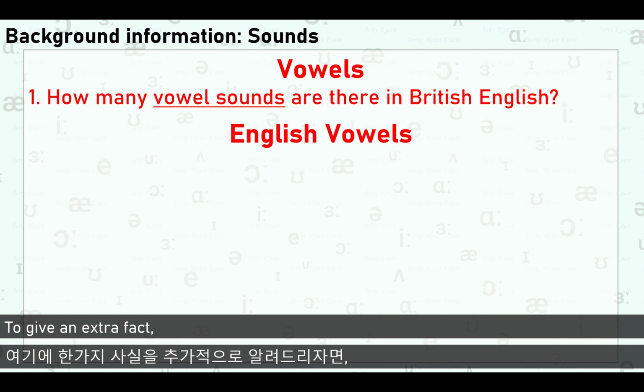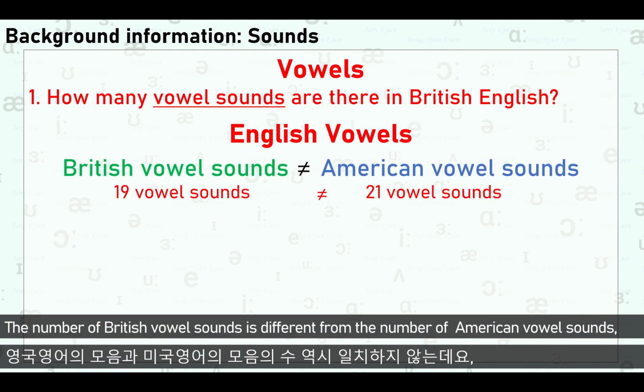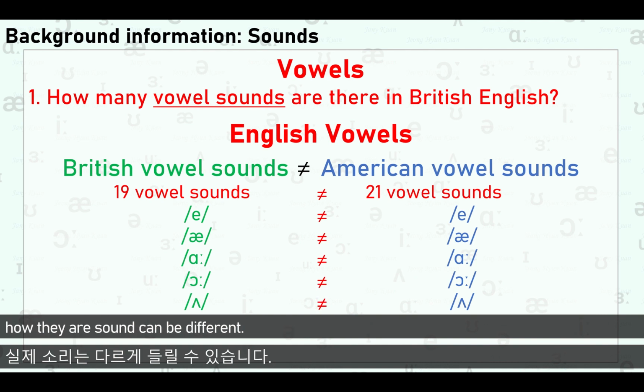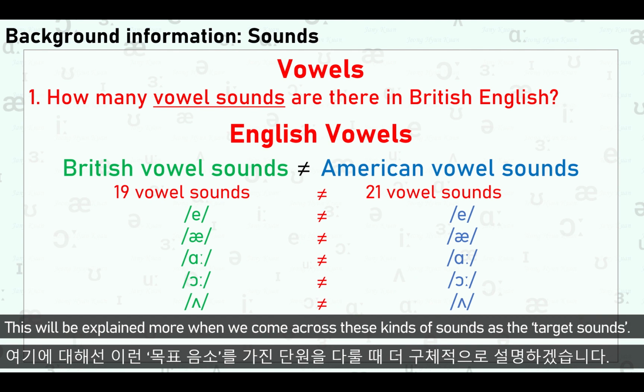To give an extra fact, the number of British vowel sounds is different from the number of American vowel sounds. And even between the same written forms, that is, transcription, how their sound can be different. This will be explained more when we come across these kinds of sounds as the target sounds.